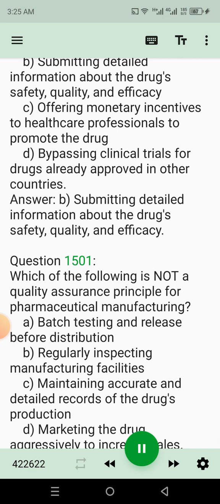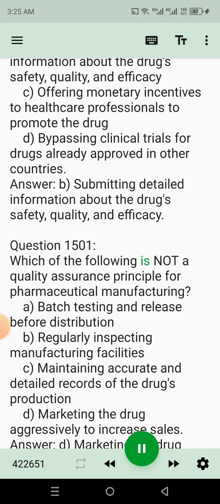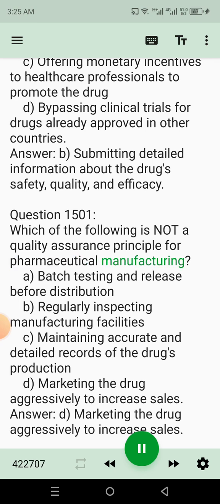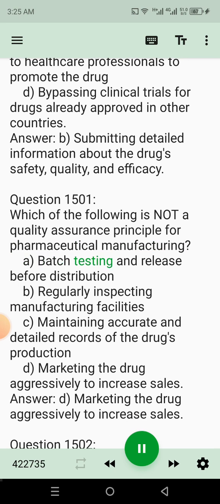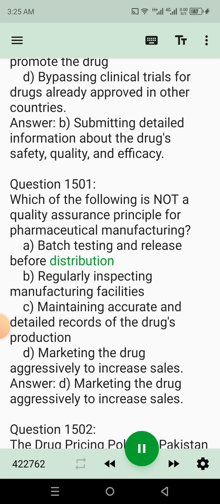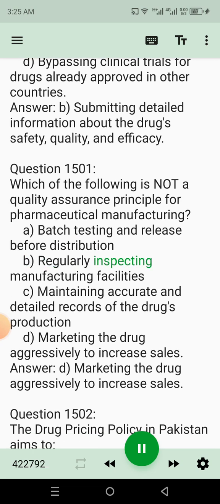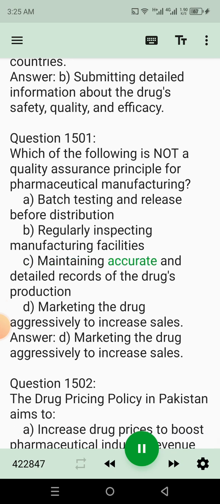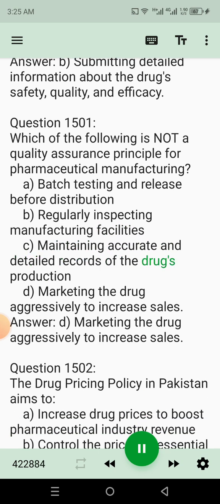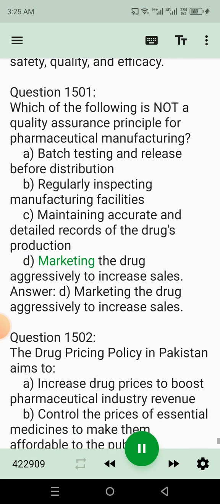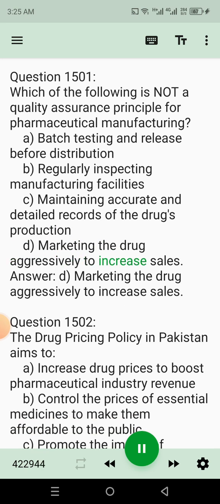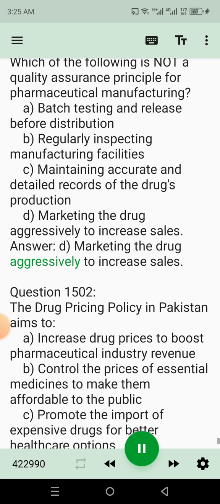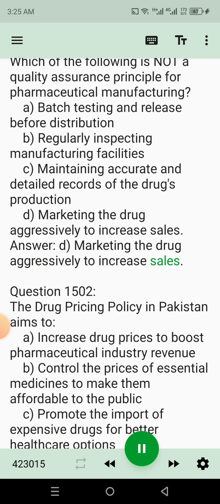Question 1501. Which of the following is not a quality assurance principle for pharmaceutical manufacturing? A. Batch testing and release before distribution. B. Regularly inspecting manufacturing facilities. C. Maintaining accurate and detailed records of the drug's production. D. Marketing the drug aggressively to increase sales. Answer: D. Marketing the drug aggressively to increase sales.